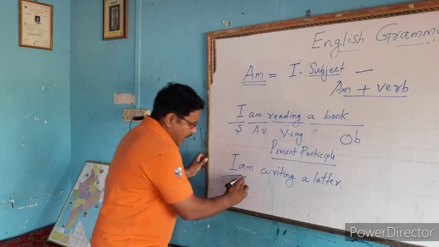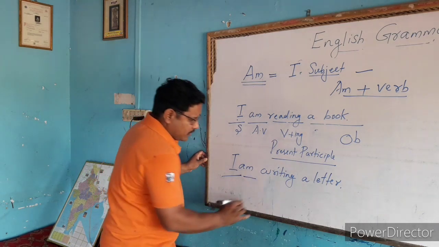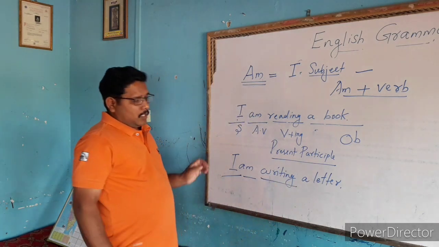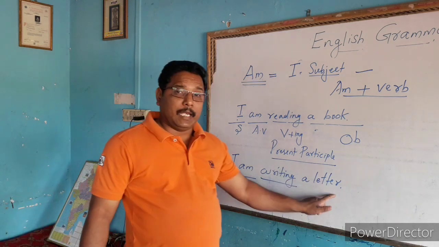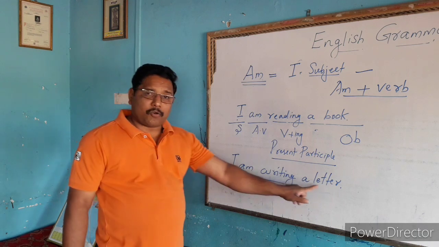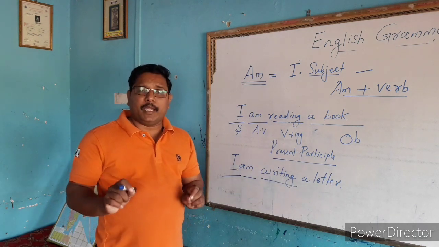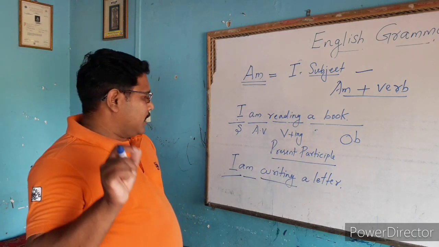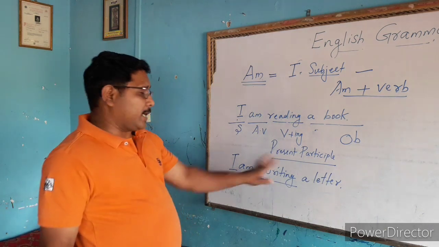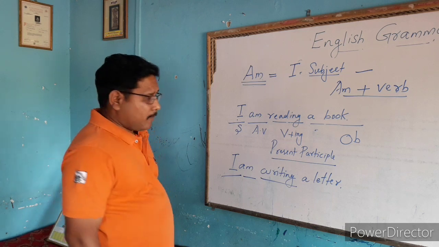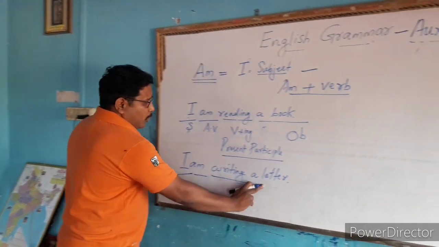Subject. Am is the auxiliary verb. Writing: write plus ing. Writing a letter. I am writing a letter. पत्र लिख रहा हूं. See, I am writing a letter.